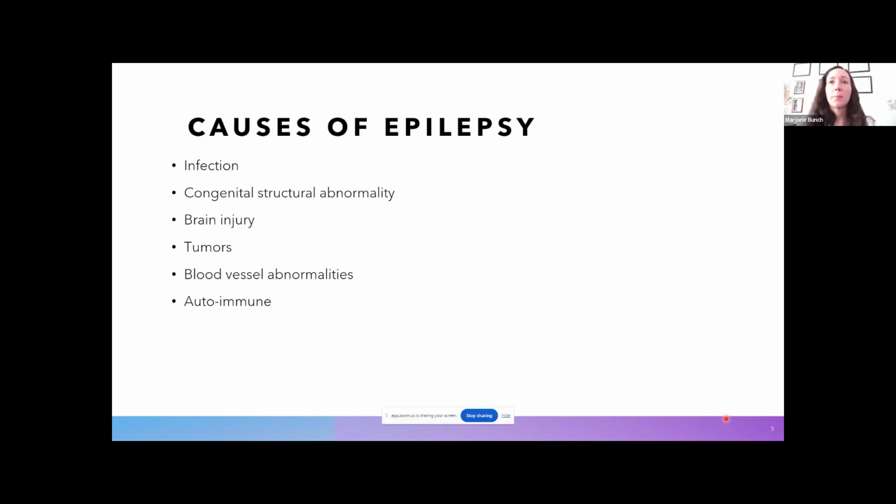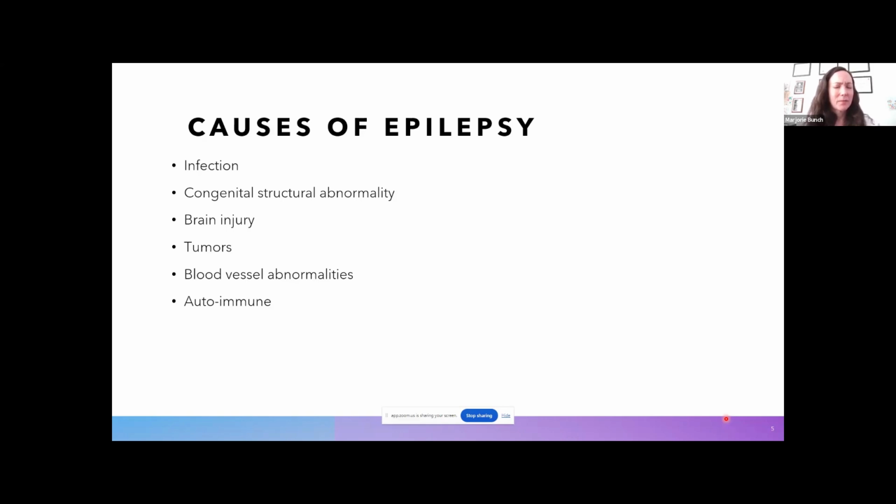Tumors are a common cause of epilepsy, particularly later in life. People can have blood vessel abnormalities, funny blood vessel formations, either they were born with or they acquire later, that can cause seizures and epilepsy. Rarely, people can have autoimmune conditions where the body actually attacks itself in a way that irritates the brain, which can cause recurrent seizures and epilepsy.